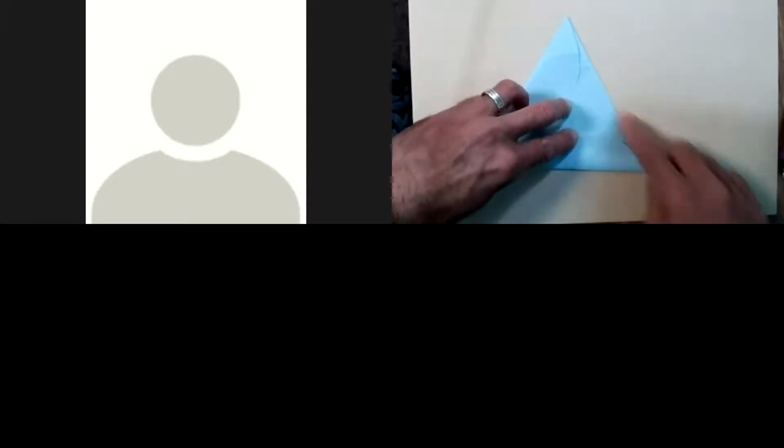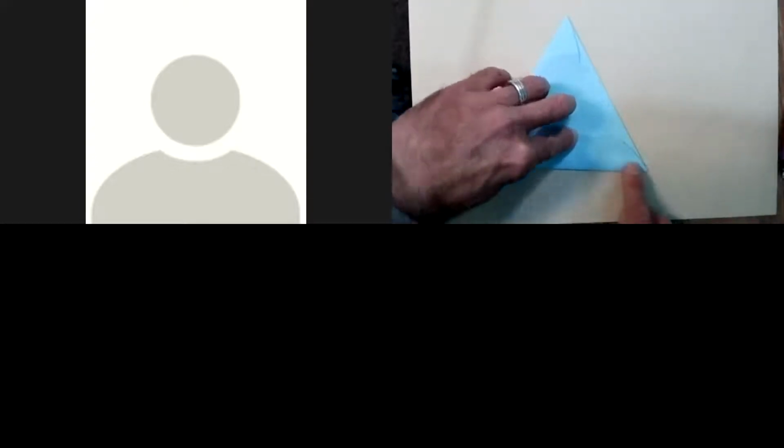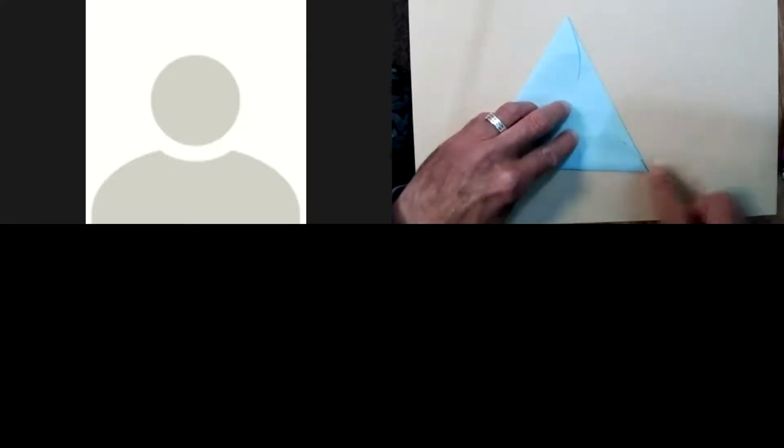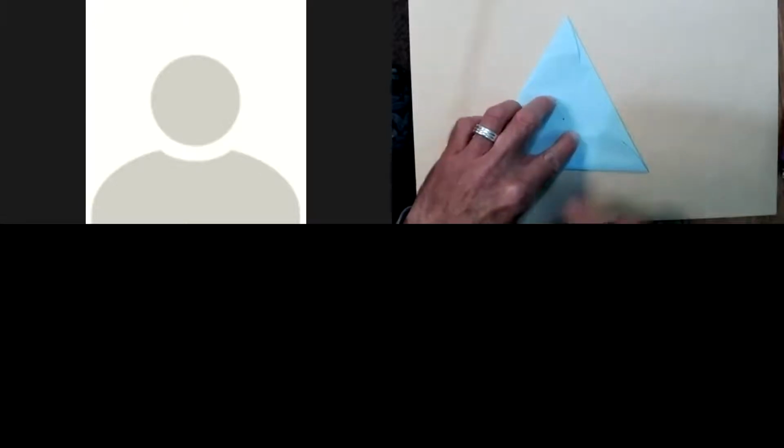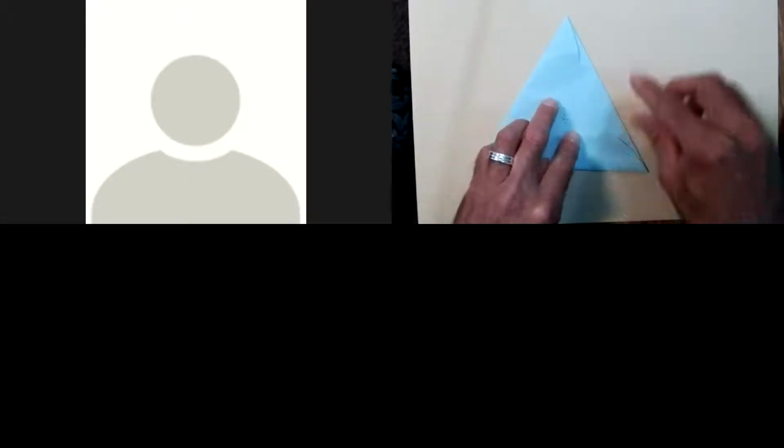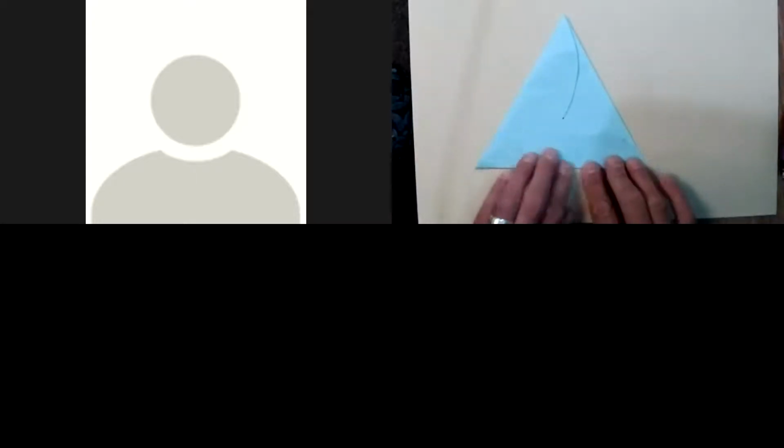This edge on the right is adjacent to this bottom one. So any two edges that meet in a point are called adjacent edges. And it turns out on a triangle, every pair of edges are adjacent.